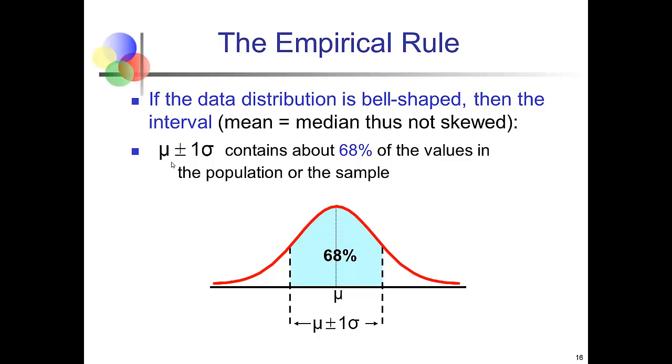So this mu plus or minus 1 sigma really just means take the mean and add a standard deviation to get an upper bound here. Take the mean, subtract a standard deviation to get a lower bound here. If we go from the mean, down 1 standard deviation, and up 1 standard deviation, we know about 68% of our data should lie inside those boundaries, lower and upper boundaries.